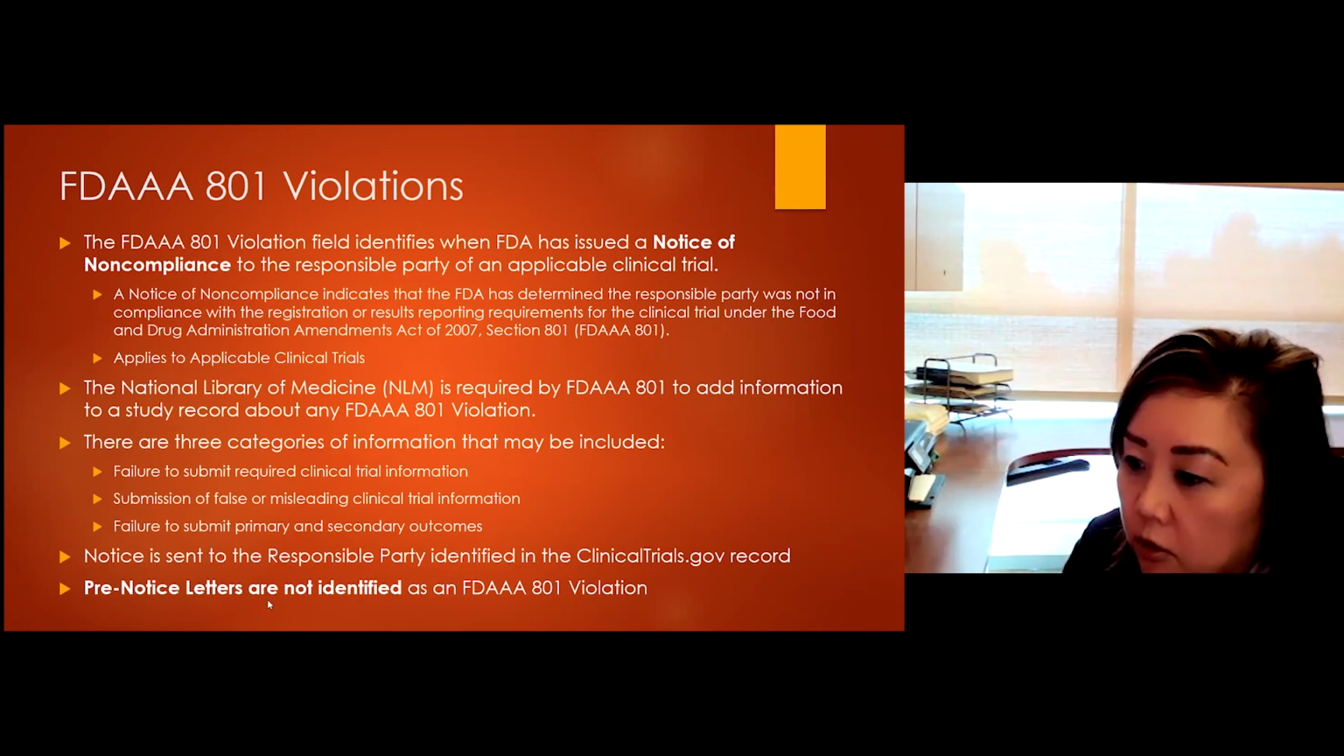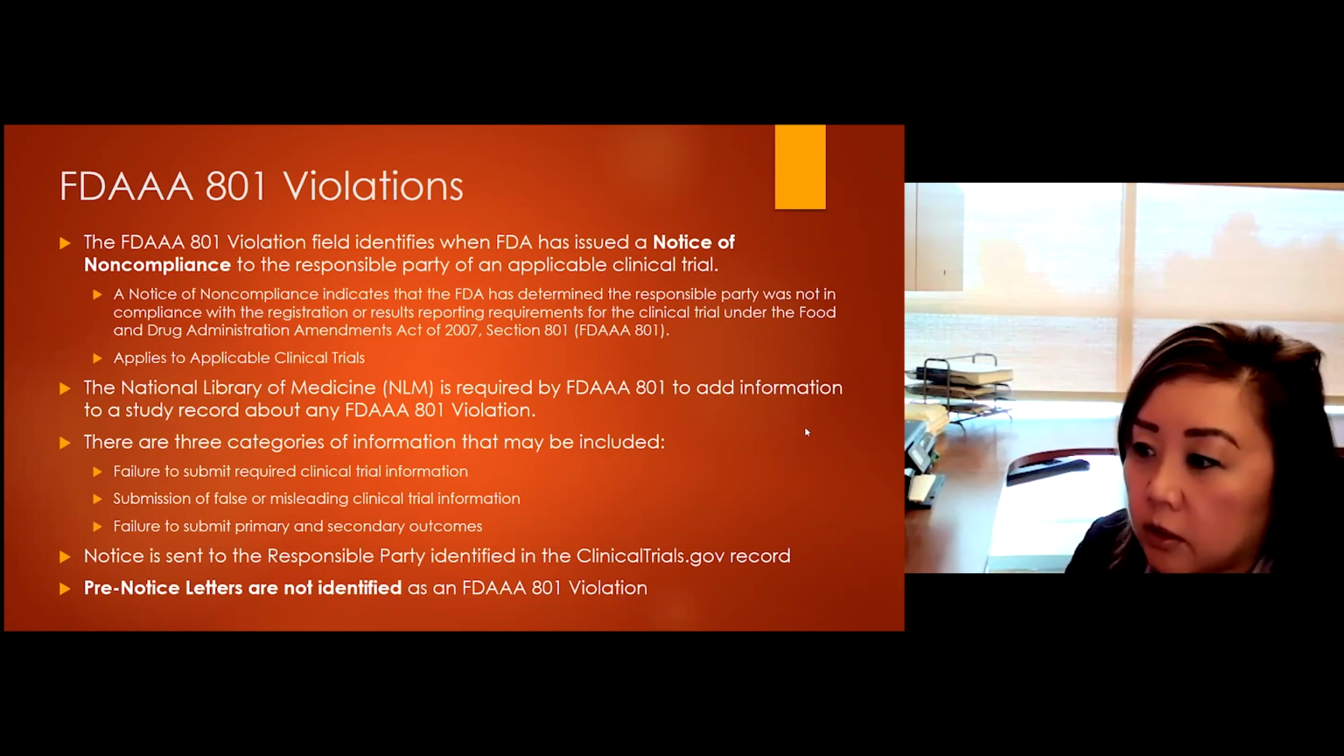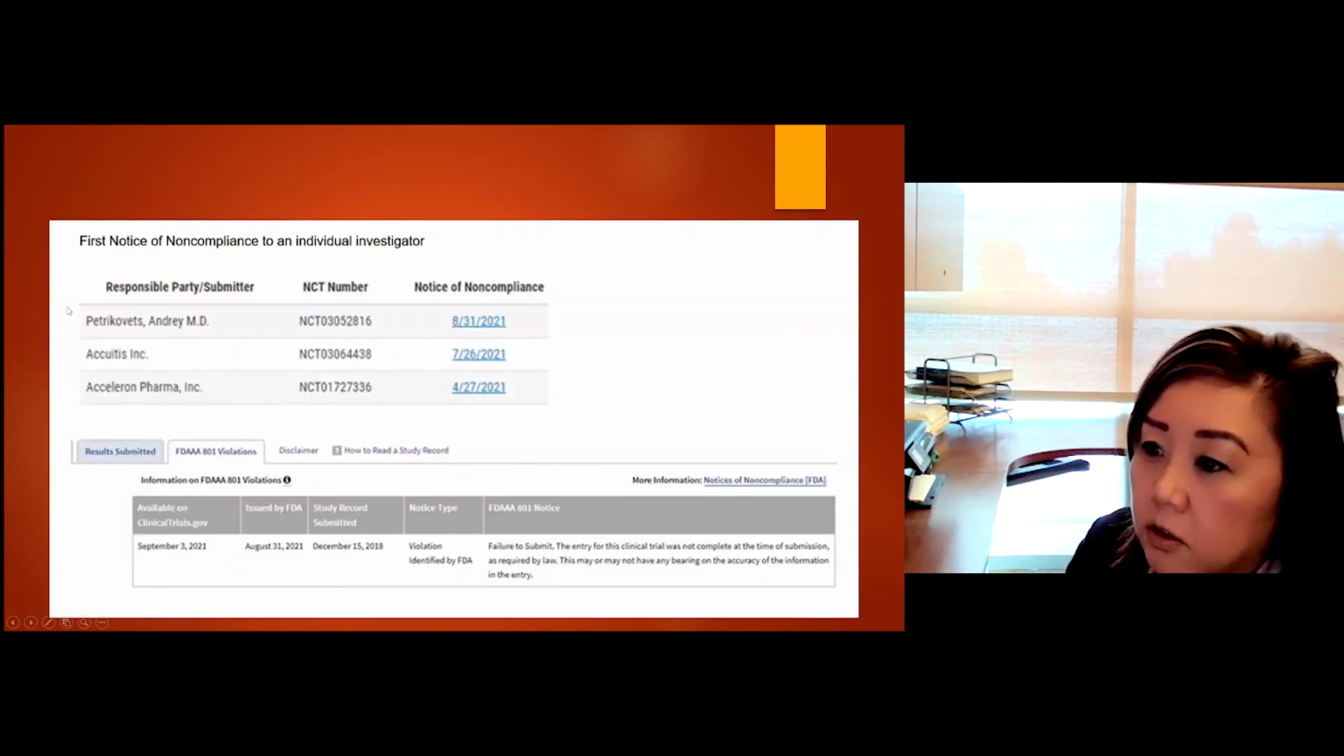And then pre-notice letters are not identified as violations. So we talked about, you get a pre-notice letter, and then you have 30 days to correct, and then the notice of non-compliance comes about after a warning letter. So that's the pre-notice letter for 30 days, and then notice of non-compliance. You have another 30 days to correct. Otherwise, the penalty is noted on the record. And then this is just an example.